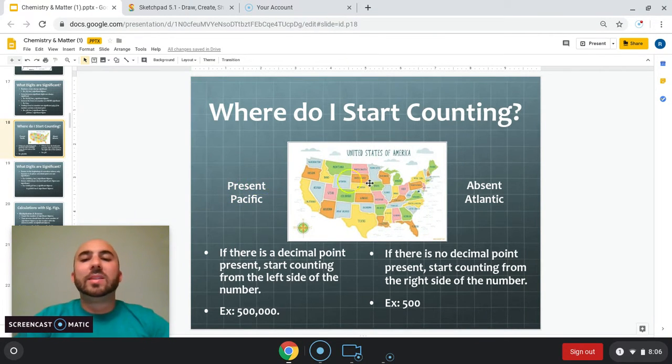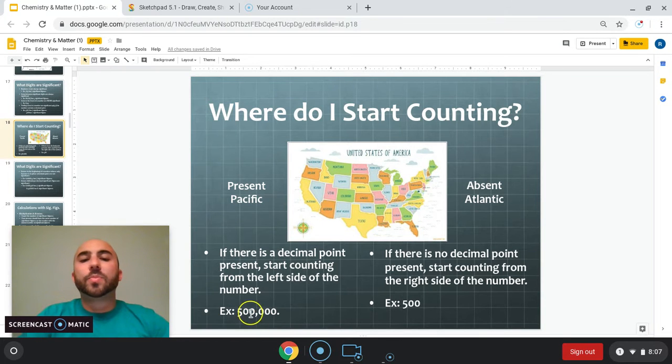And the words present and absent correlate to a decimal point. So if a decimal point is present, I'm going to start counting from the left side, or should I say the Pacific side of the number. And if the decimal point is absent, I'm going to count from the right side, the Atlantic side. And so the rule is simple. I can start counting when I get to a number that's not 0, and I can count every number after that, including 0. But I can't ever start counting with a 0.